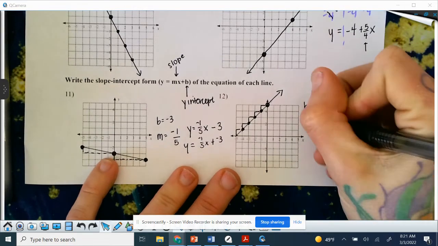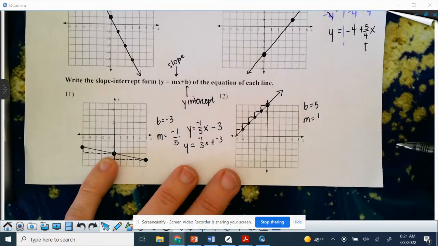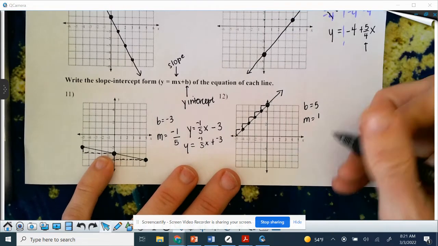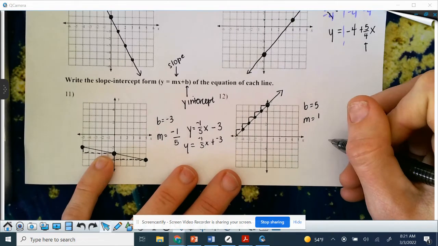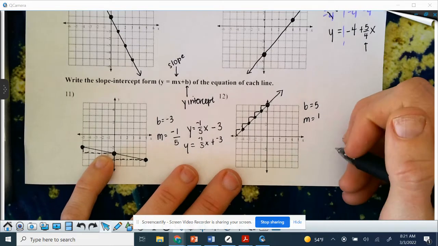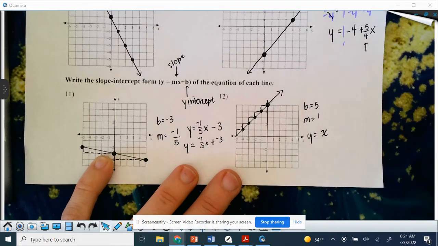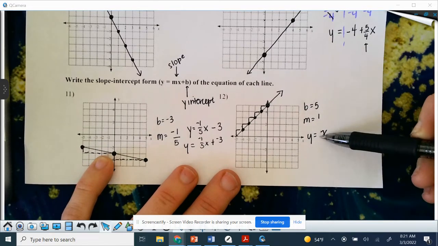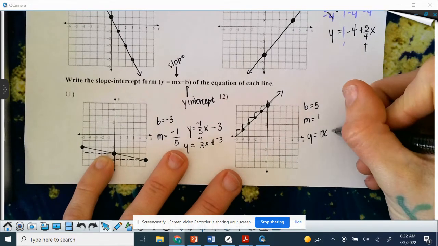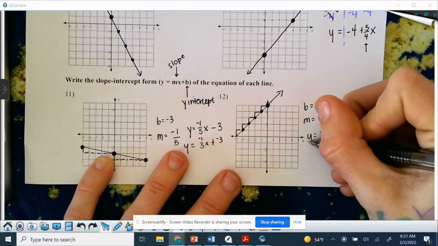So my m is going to be 1. You can put 1 over 1, but remember, with 1 over 1 we normally get rid of the 1 on the bottom because that's an assumed number for all whole numbers. So y equals 1x, and you'll probably see it without the 1 there because the coefficient in front of x, if it's a 1, is usually assumed as well. And then plus 5. So y equals x plus 5.